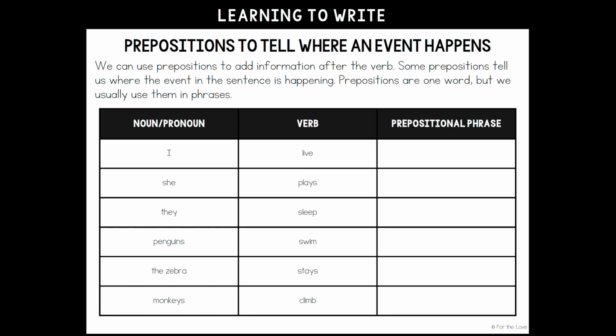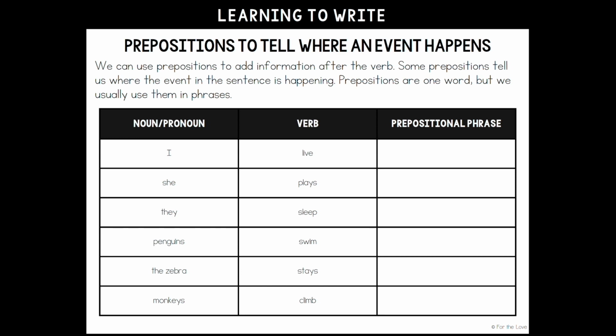And here is a student page. They are going to be given a noun or a pronoun and then a verb, and then they're going to use a prepositional phrase to tell where an event happens. Let's look at the information at the top. We can use prepositions to add information after the verb. Some prepositions tell us where the event in a sentence is happening.